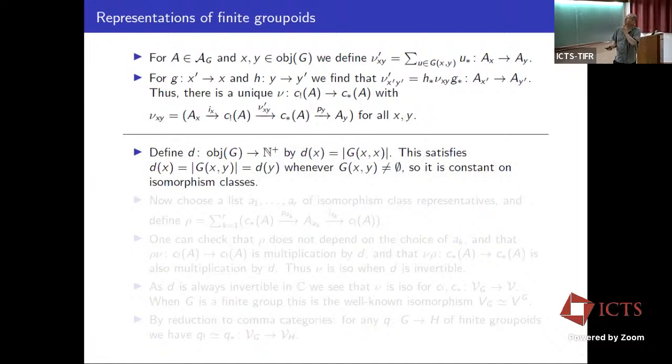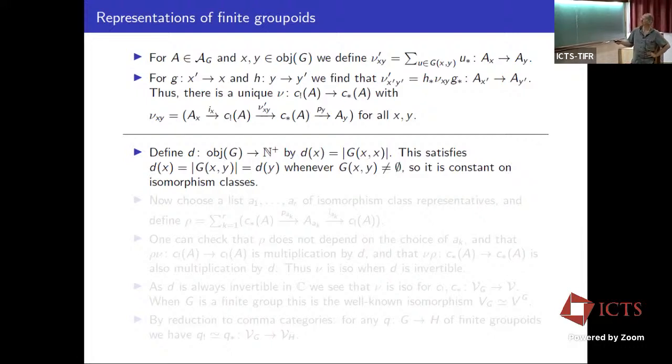Okay, what if it's not projective? We need to say something a bit more there. So let's consider this order functor. If G is a group, then you just want to consider the order of the group. If G is a groupoid, then you want to consider the orders of all the automorphism groups. Call that d(x), the order of the automorphism group at x.